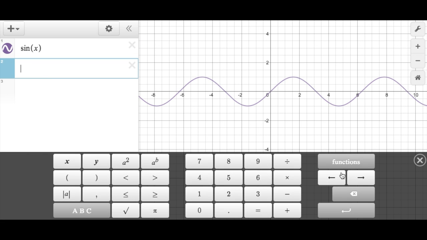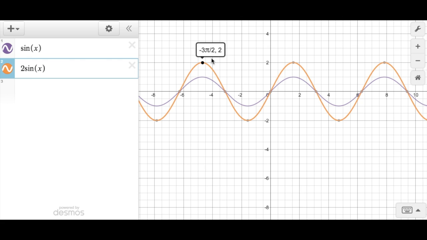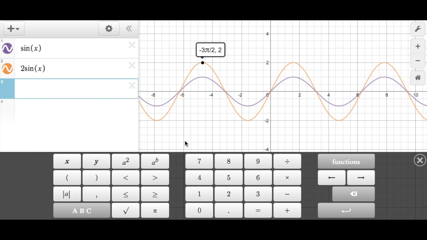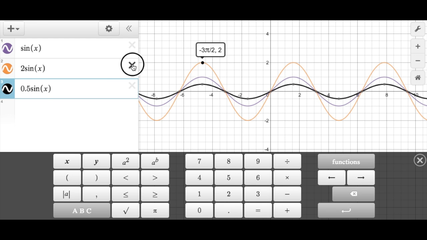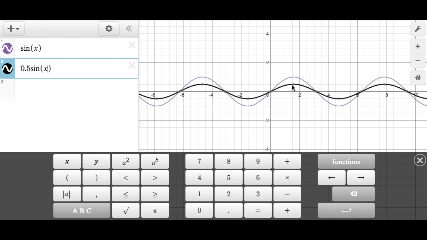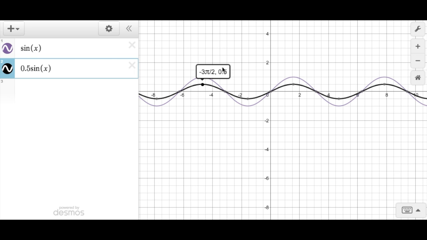Let's try an amplitude value of 2. So it's going to be 2 sine x. As you can see, the graph gets taller, and this point, which is our maximum point, is y equals 2, which is our amplitude value. Let's try another value, which is a smaller one, 0.5 sine x. Now the graph gets flatter and our y value is 0.5.